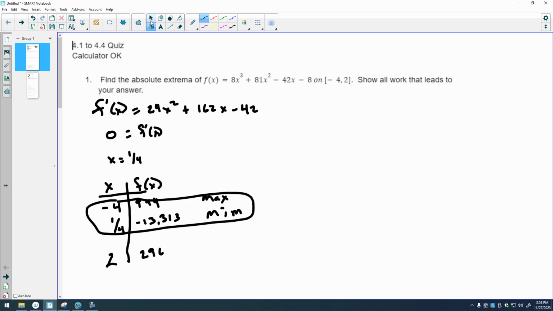Whoops, sorry. Try that again. Okay, so there's my max and my min.